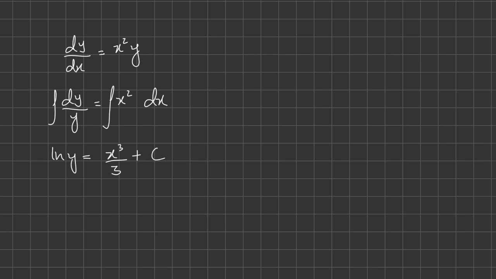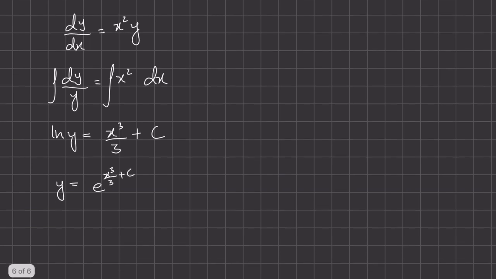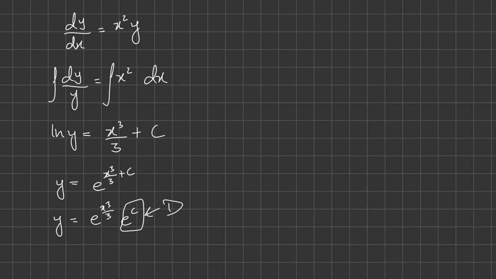Take the natural log inverse on both sides to get the final answer, y equals e power x cubed over 3 plus c, which can also be written as e power x cubed over 3 times e power c. E power c is just a constant which we can rename and call d, so the answer can be y equals d times e power x cubed over 3.